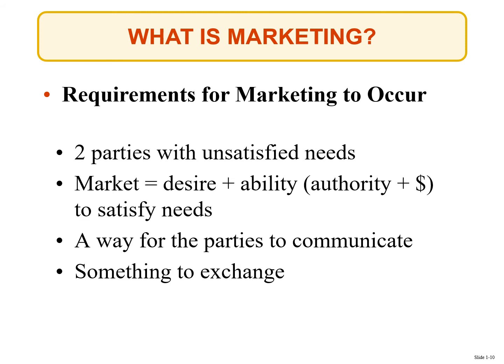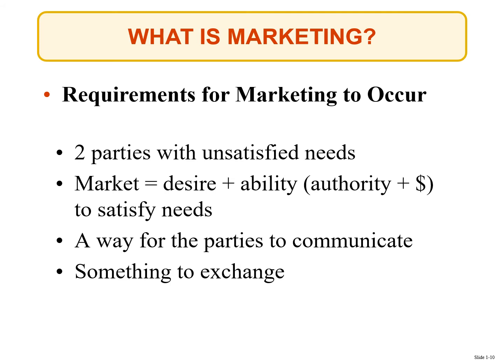The third requirement is a way for the parties to communicate. How does the consumer let the seller know that he or she or they want the product? And how does the seller let the consumers know that they have the product that the consumers desire and have the ability to purchase? So there has to be a way for these two parties to communicate with each other about their unsatisfied needs. That is, the seller has to let the consumer know that they have that product, and the consumer has to let the seller know that they need that product. We are talking about marketing, and when we define marketing, all of this is going to fall into place. So we have to have a way for the parties to communicate with each other.